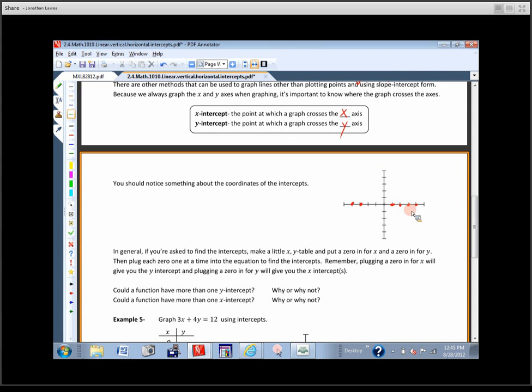The y is 0. So for every one of these, the y coordinate is 0. Every single one of them. So this one right here would be at negative 4, 0. This one would be at 1, 0. All of those have a y coordinate of 0.